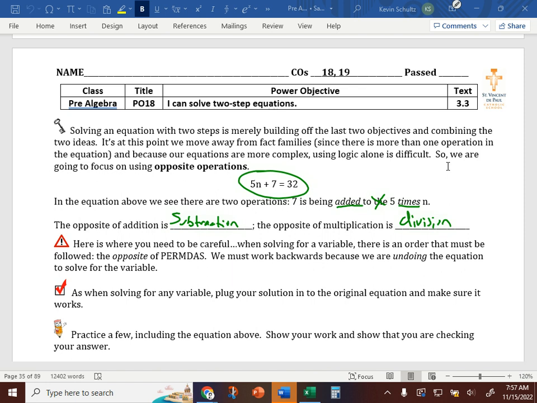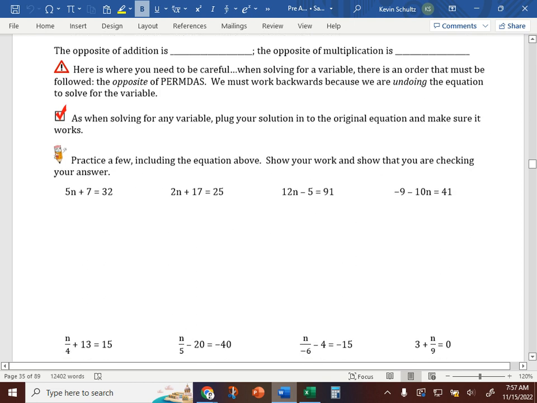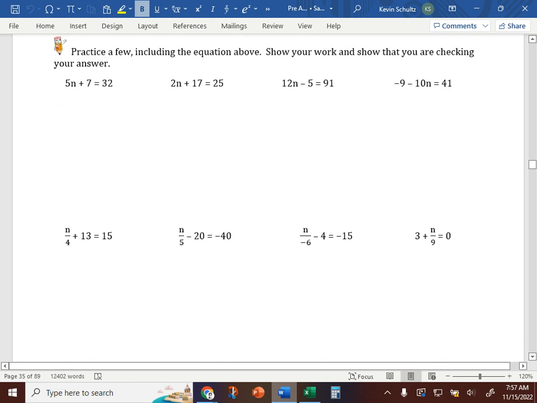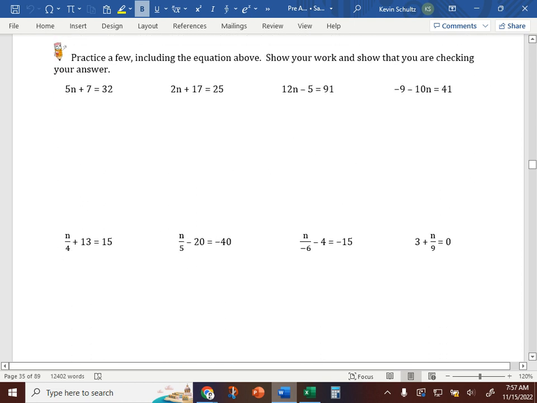And I think actually our first equation that we get to solve is 5n plus 7 equals 32. And so let's do what we just talked about doing. Okay? We're going to start by subtracting 7 from both sides.